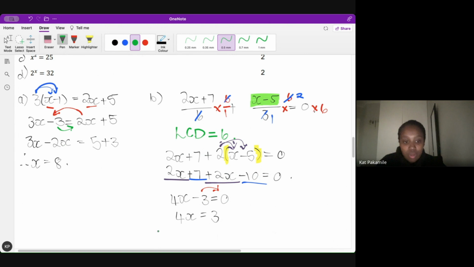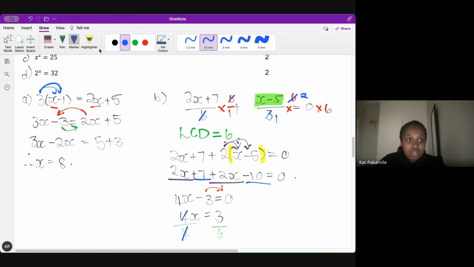I divide by 4 on both sides. Great. These two will cancel each other out. Therefore, x is equal to 3/4.